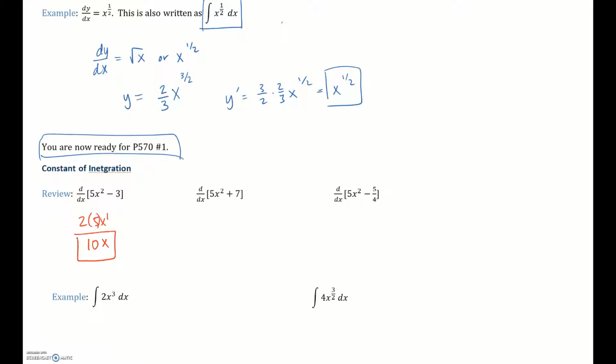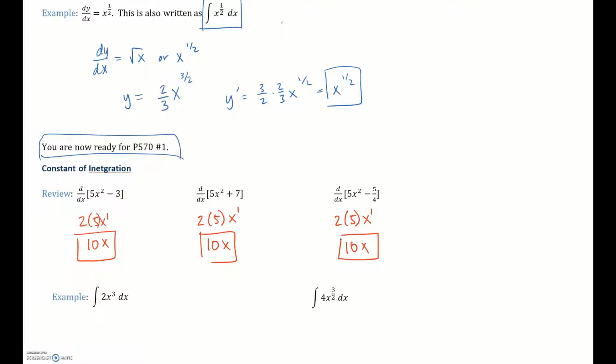Well, let's do the next one. What about 5x squared plus 7? We're taking the 2 out in front, multiply by the 5, we power the x down by 1, then the 7 gets nothing, that's 0, so it's 10x. Nice. All right, what about the next one? 5x squared, we bring the 2 out in front and multiply that by the 5, power the x down by 1, and then 5/4, that's 0, so 10x.